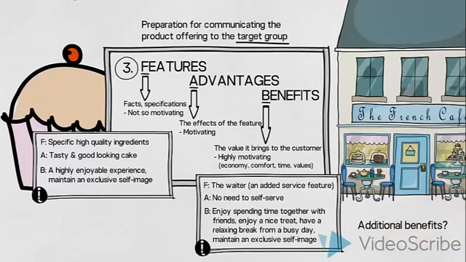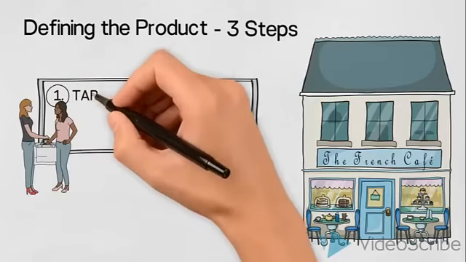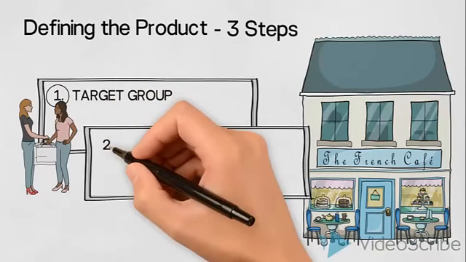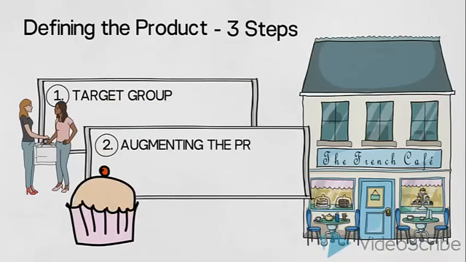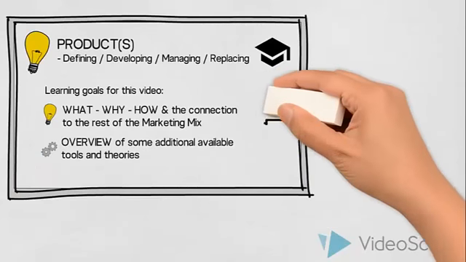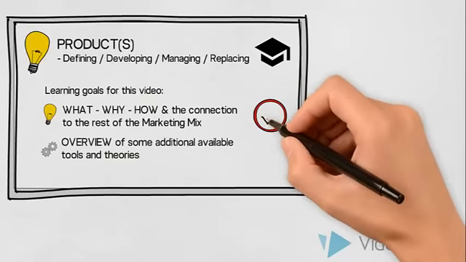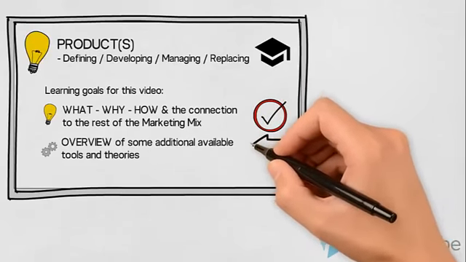We could prepare many more benefits for communication, so pause the video for a minute and see if you can identify some additional features and translate them into advantages and most importantly benefits for our chosen target group. So to sum up, we should choose, investigate and understand our target group. We should define how we will augment the product. And we should understand the benefits that our product gives the target group. We have now established an understanding of what defining a product means, why we need to know about it, and how we can go about doing it. So let's move on.